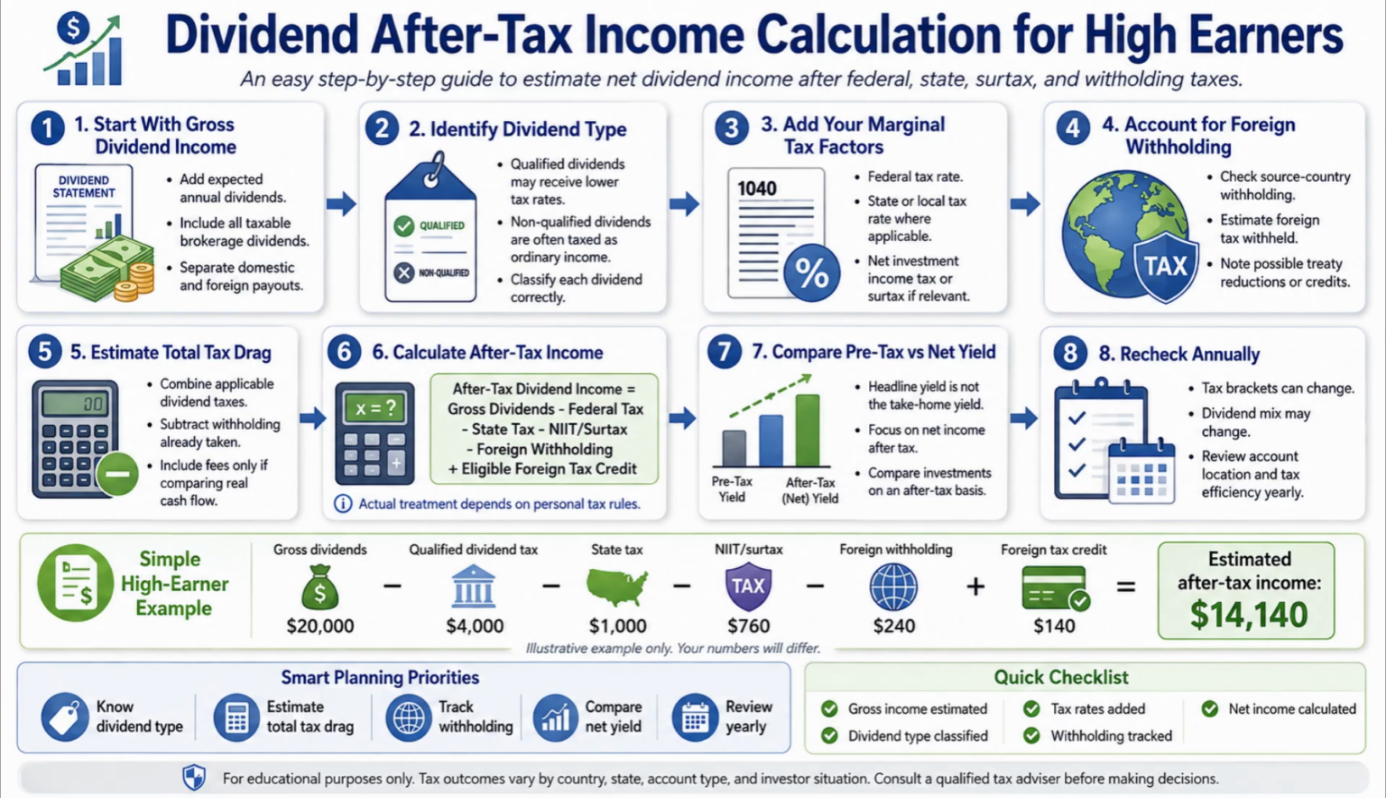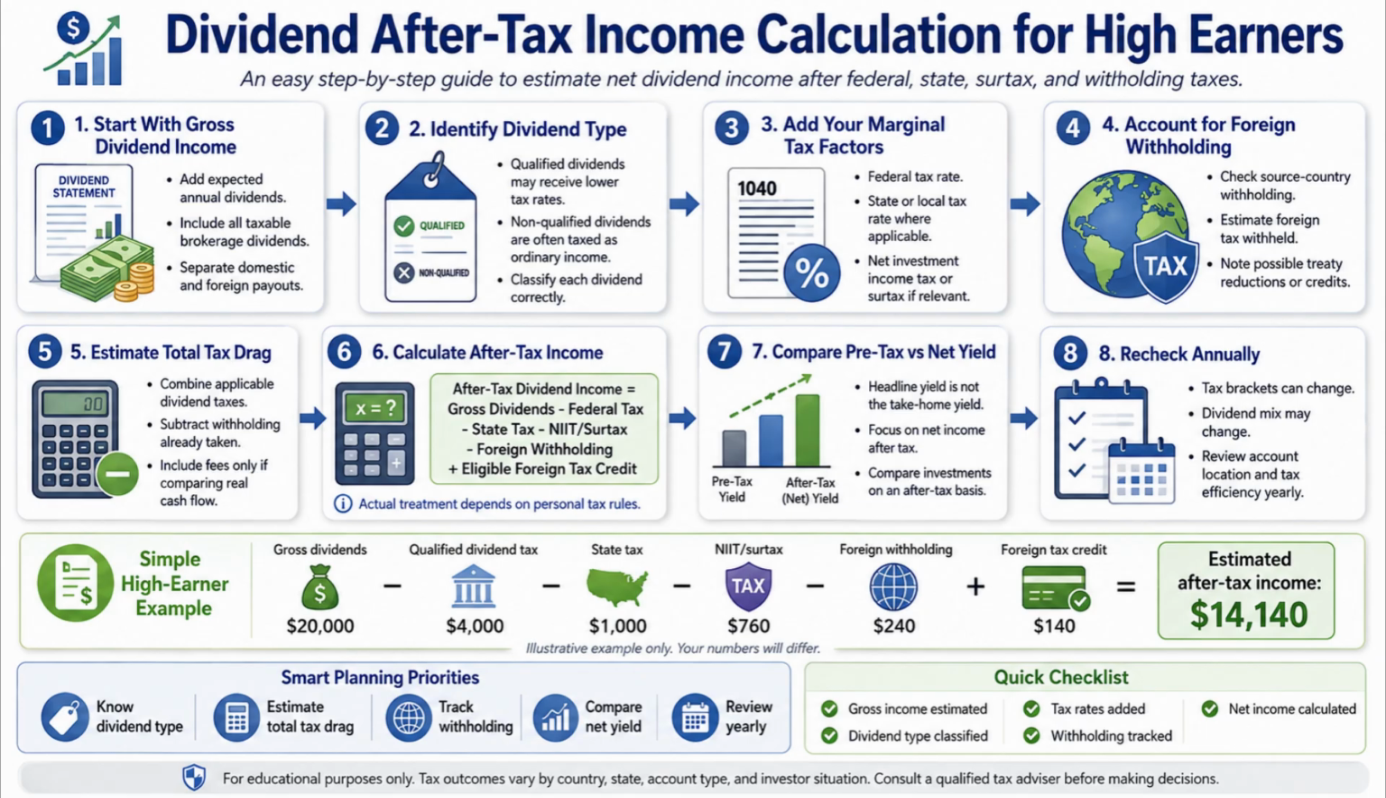Once that is done, estimate your total tax drag. In simple terms, tax drag is the total reduction in your dividend income caused by all applicable taxes and withholding. So, combine the taxes linked to dividend type, your marginal tax rates, and any foreign withholding already taken. If you want a more realistic cash flow estimate, you can also consider certain investment-related costs, although taxes remain the main factor.